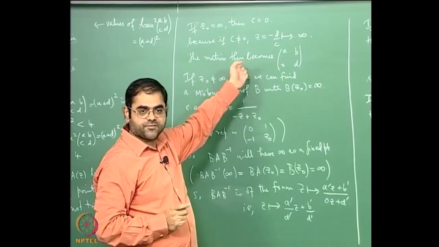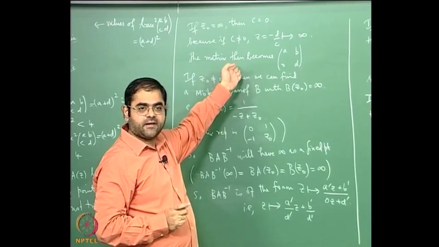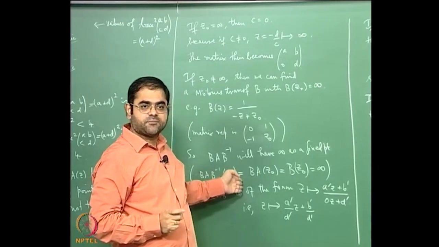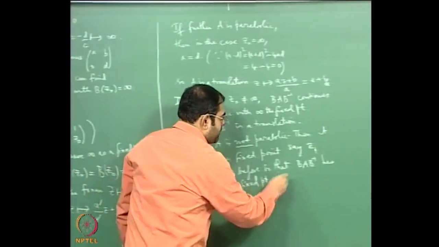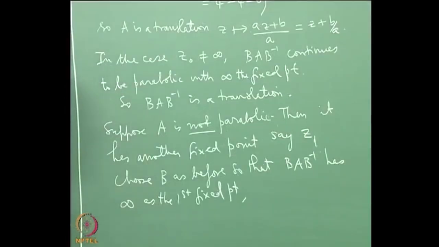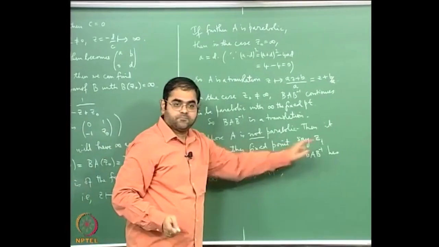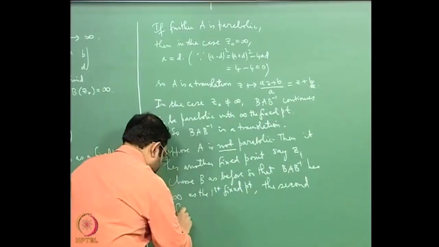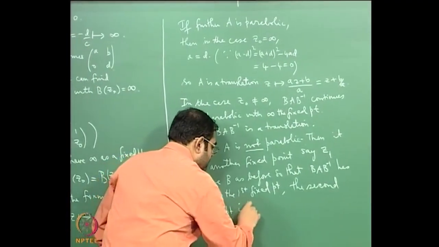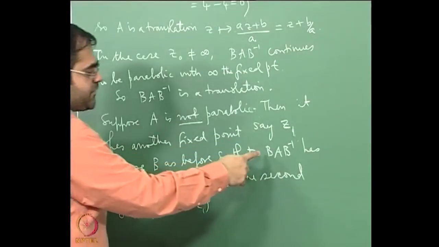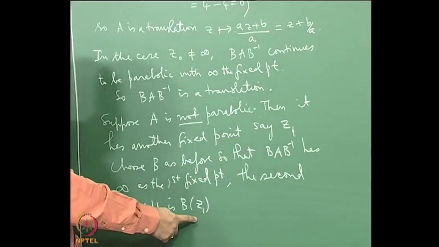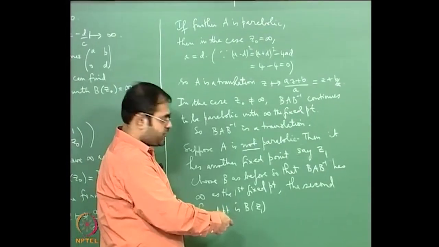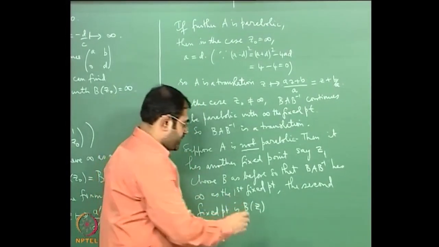Okay, I don't have to conjugate if I am in this case. If already the first fixed point is infinity, I don't have to conjugate. I can take B equal to identity. If the first fixed point is not infinity, then I have to conjugate so that the first fixed point becomes infinity. Okay. So if I take BAB inverse, infinity will be the first fixed point, but now the second fixed point is changed to B of Z1. That's because if I calculate BAB inverse of B of Z1, I'll get BA of Z1, which is B of Z1. So I'll get that this is a fixed point. Okay, that's obvious.